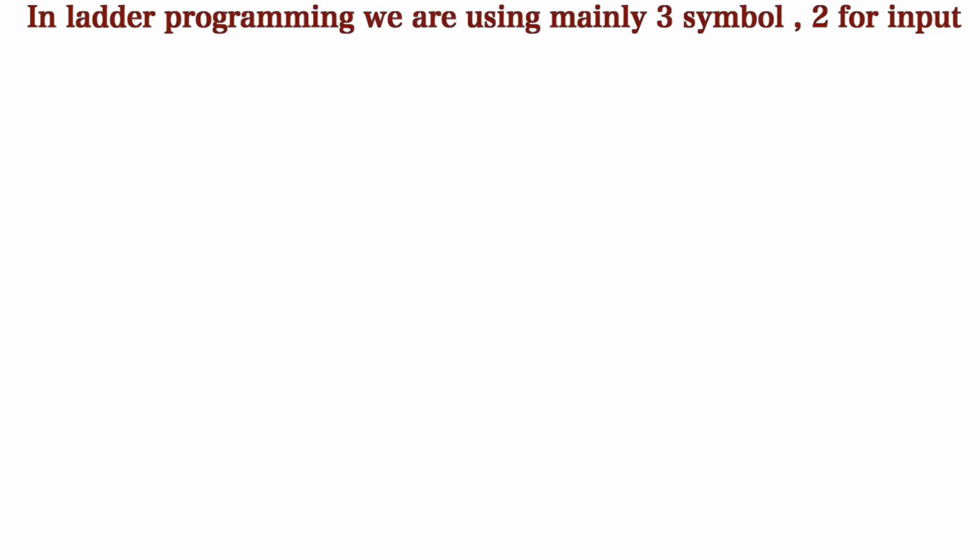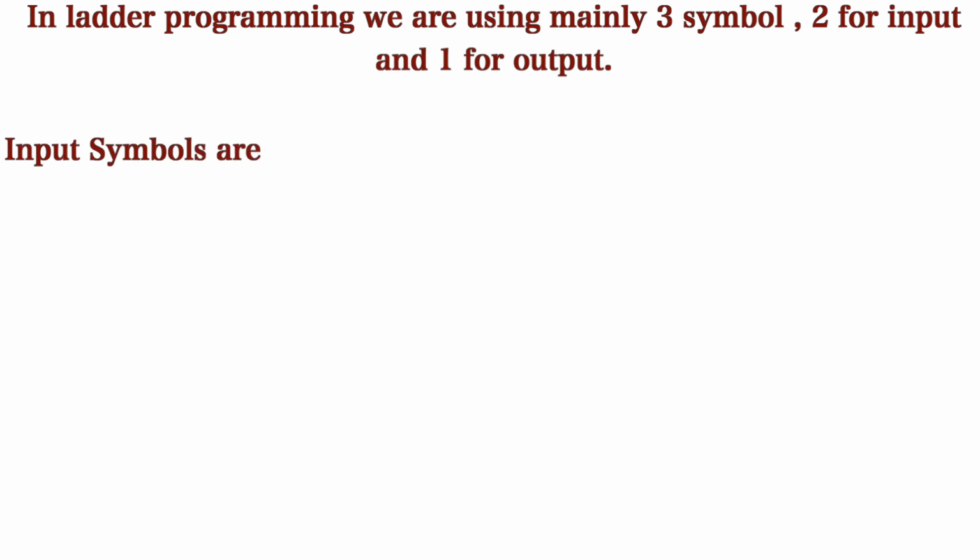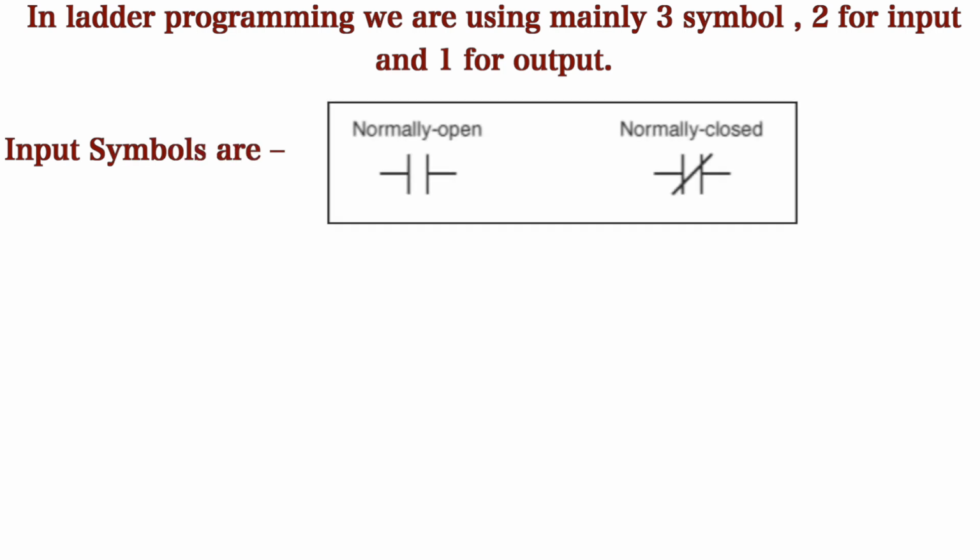Okay, and now in ladder programming, generally we have two input types and one output type. Here you can clearly see the symbols for the two inputs, which are generally the normally open and the normally closed switch. Okay, and the output symbol you can see as a spherical closed half. There is only one output symbol, which you can see in the diagram.